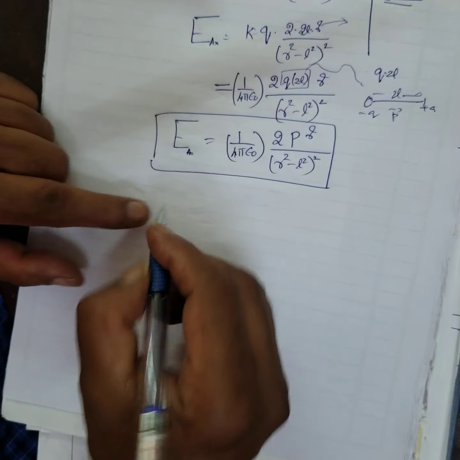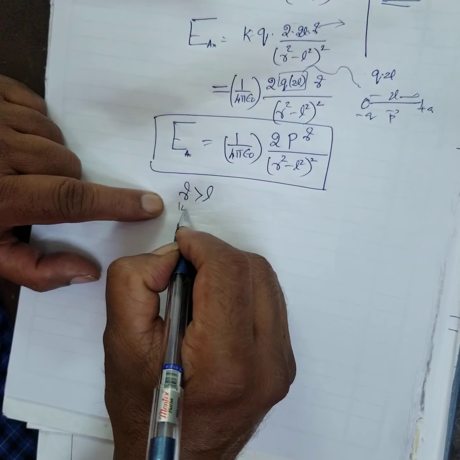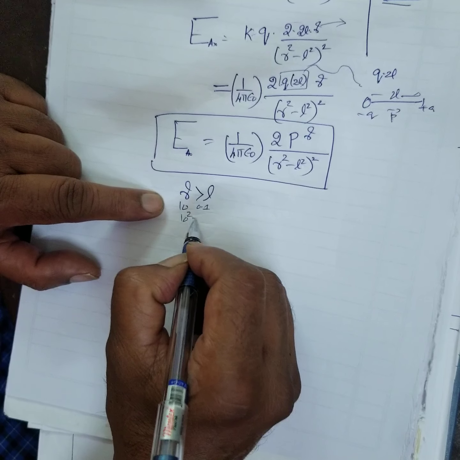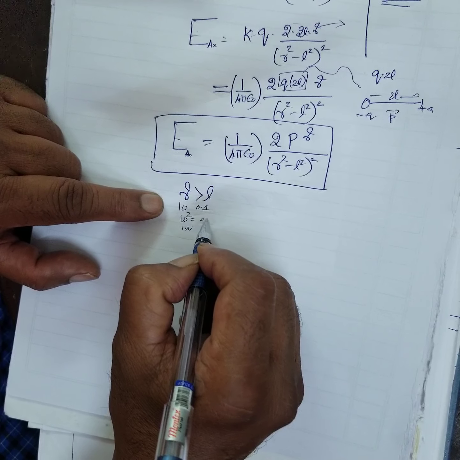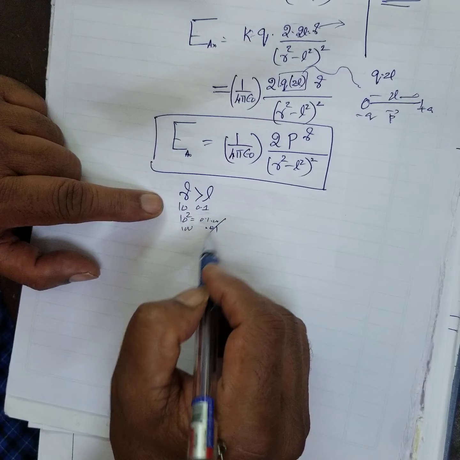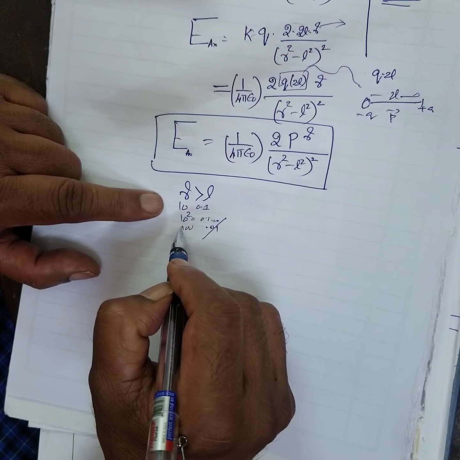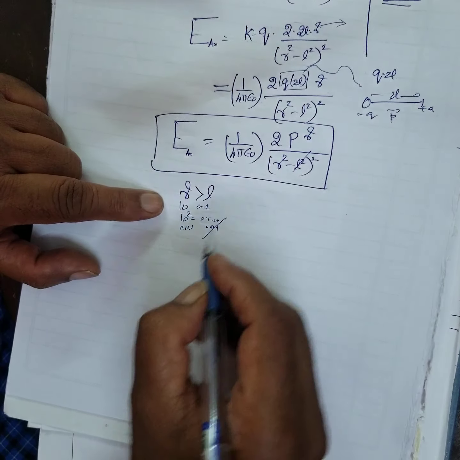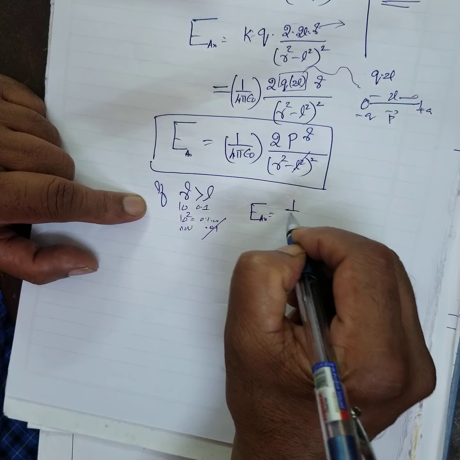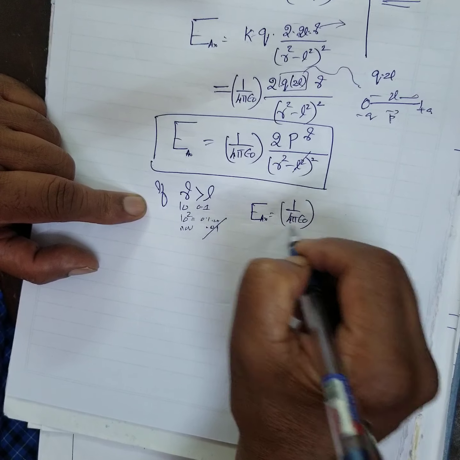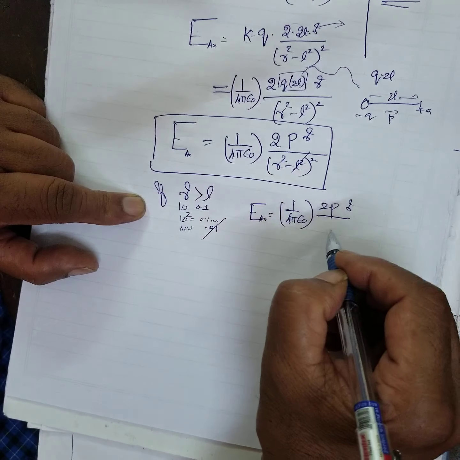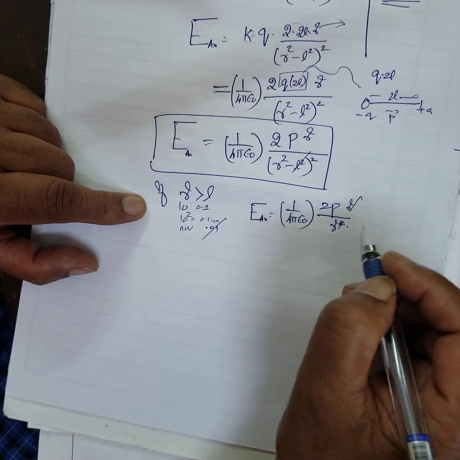Understood? Now, if R is greater than L, suppose L is 1 or 0.1 and R is 10. 10 squared is 100, and 0.1 squared is 0.01, whole squared is 0.001. Therefore, this is negligible compared to that, which is 1000 times bigger. If R is greater than L, then E axial line is equal to 1 by 4 pi epsilon naught, 2p by R. Here R to the power of 4 gets cancelled, this becomes R cube.